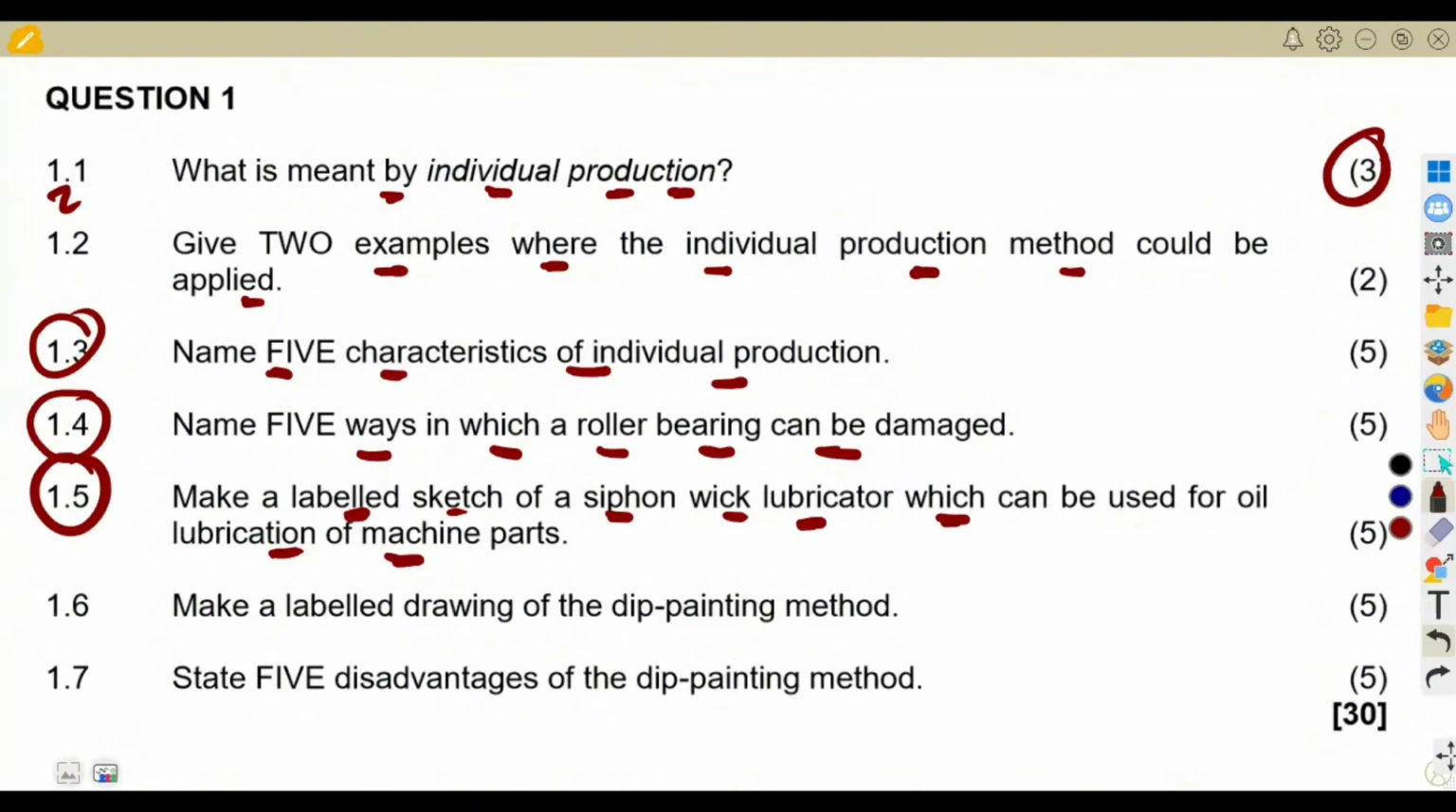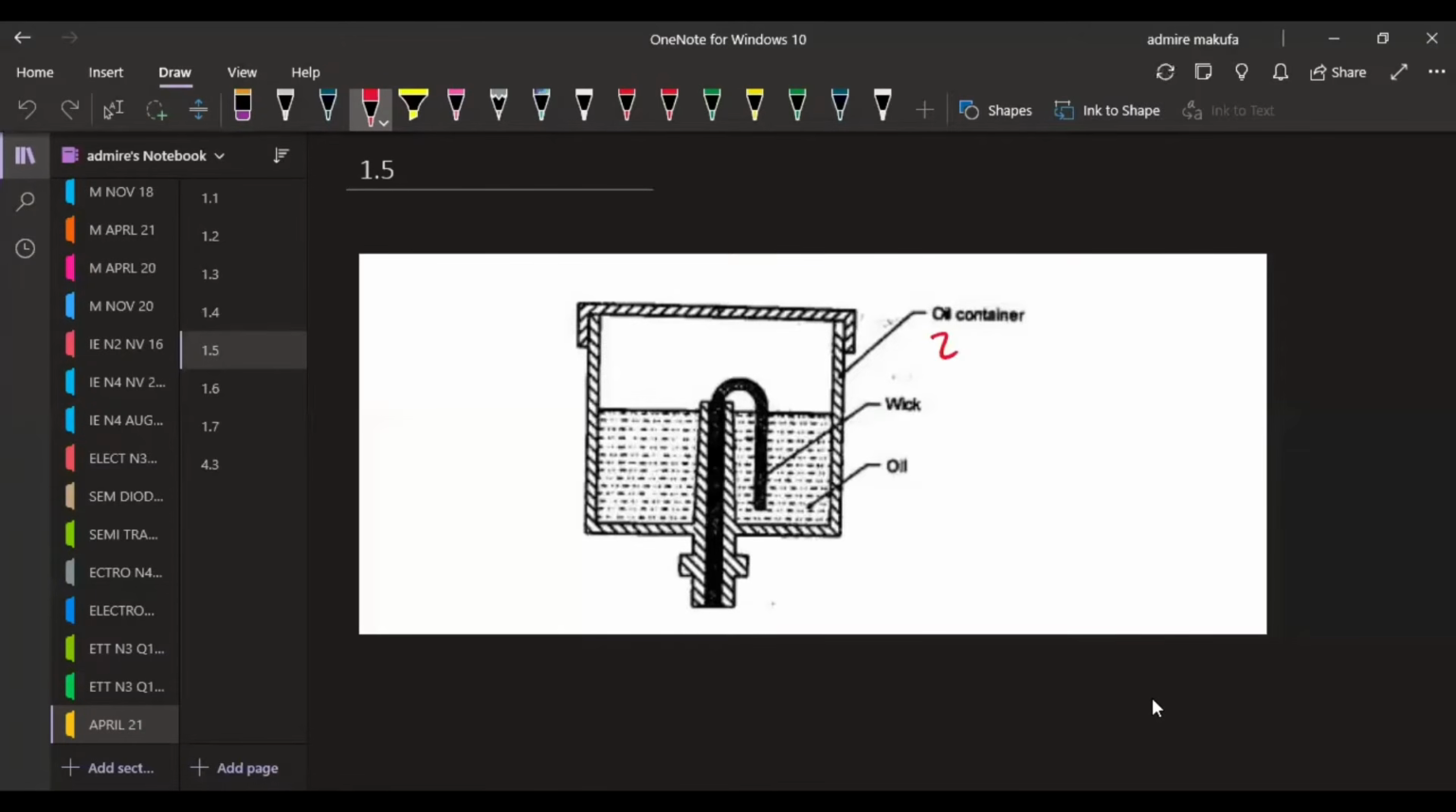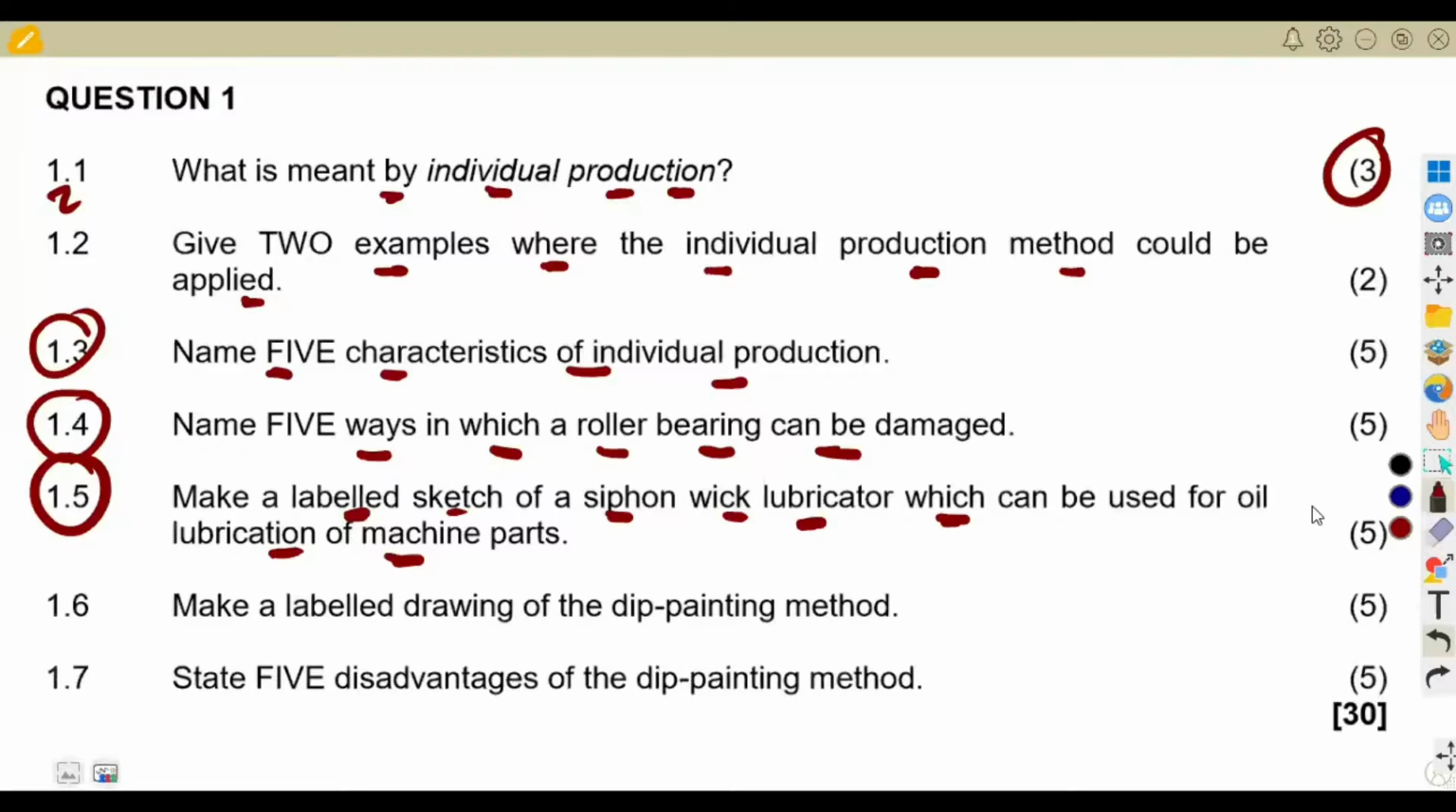All right, remember our siphon is like this. Let me just try and show you the diagram. It's just a simple sketch where you're supposed to show the oil container, the wick, and also the container that has got the oil inside of it. That is the most important part there. Just that. So that's it.